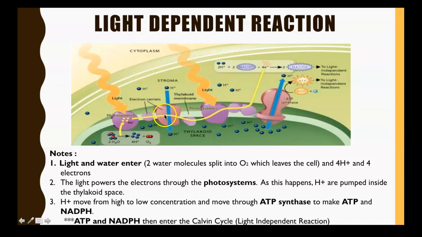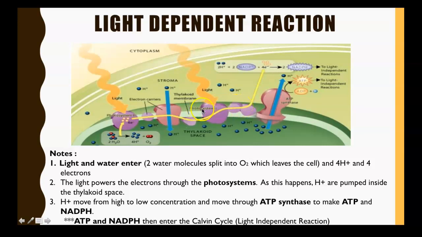Once these electrons make it all the way down to photosystem 1, they're basically going to be out of energy. So what's going to happen to these electrons once they get here? Well, again, light is going to shine on photosystem 1, and those electrons are going to get excited again. That allows these electrons to continue traveling down the thylakoid membrane with a lot of energy.